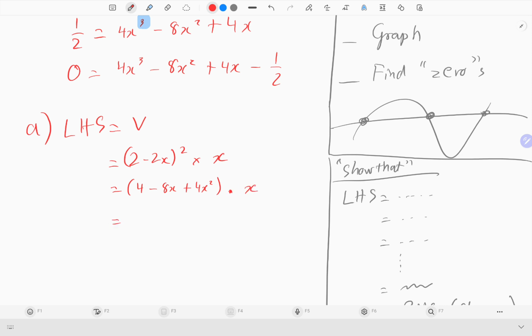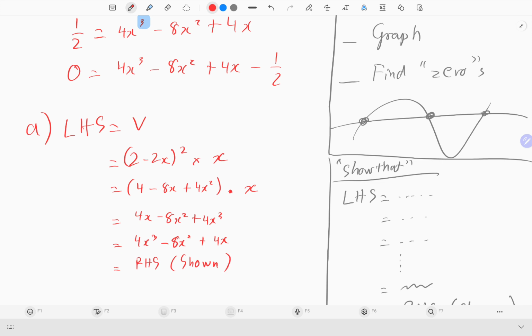Alright, times x. Then you times x in, that will be 4x minus 8x squared plus 4x cubed. Does it look like the right hand side yet? Not really. So we need to rearrange it to make it look like the right hand side: 4x cubed minus 8x squared plus 4x. Now does it look like the right hand side of the equation that we're trying to prove? Yes, and then you write equals the right hand side, brackets shown.